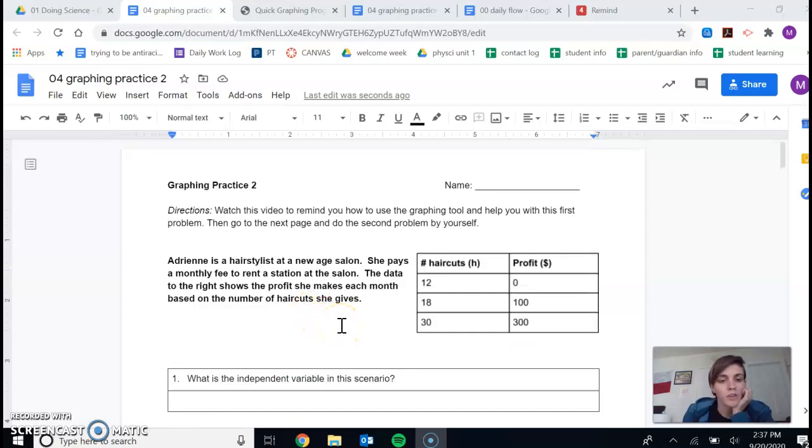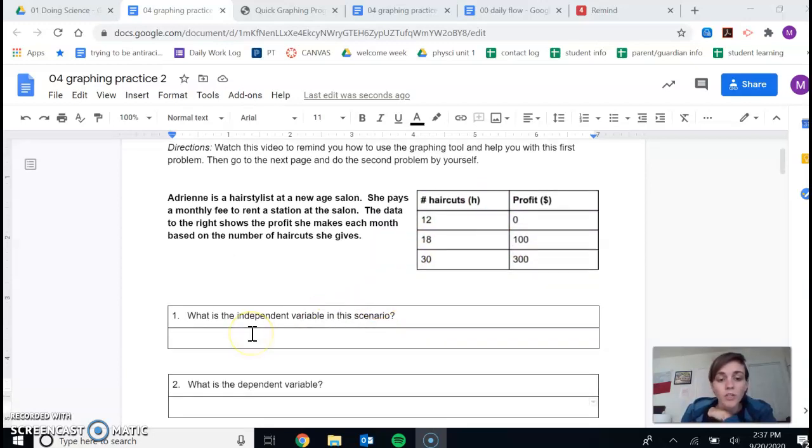All right, so Adrienne is a hairstylist at a New Age salon. She pays a monthly fee to rent a station at the salon. The data to the right shows the profit she makes each month based on the number of haircuts that she gives. So you can either do independent and dependent based on the reading or based on this table.